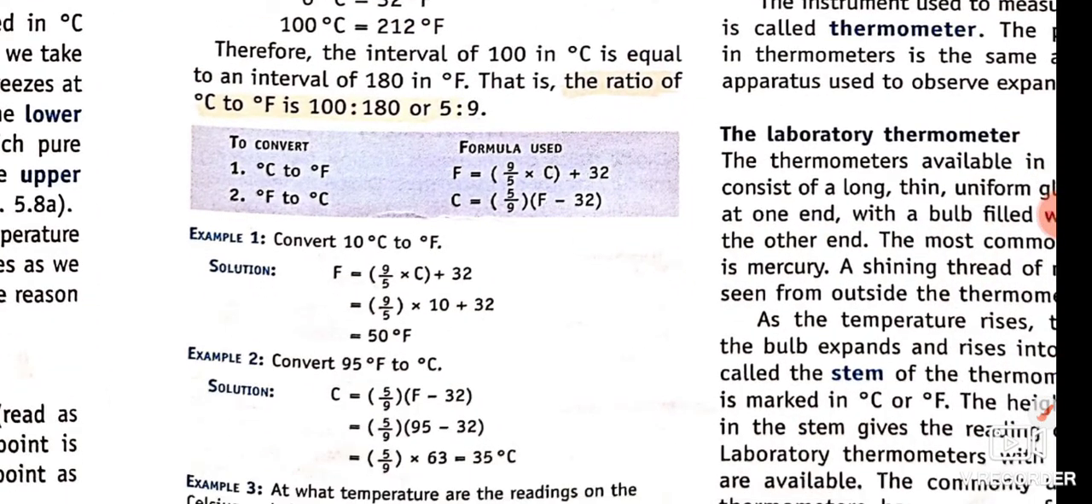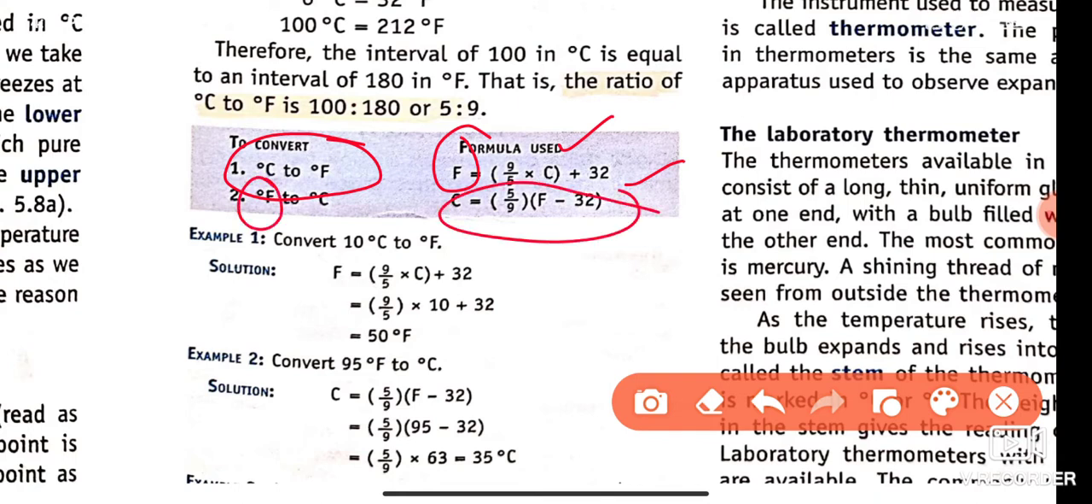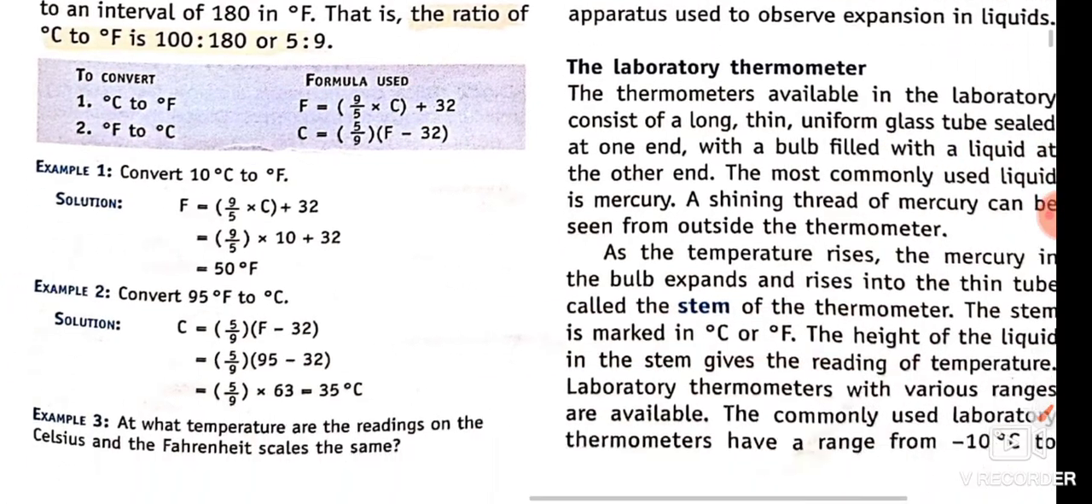So the formulas are given here. How to convert degree Celsius to Fahrenheit? When the value in degree Celsius is given to us and we convert into Fahrenheit, then we use this formula. And the second one is the opposite formula. When the value on the Fahrenheit scale is given, and we need to convert into degree Celsius, then we use this formula. So let us try and do it.